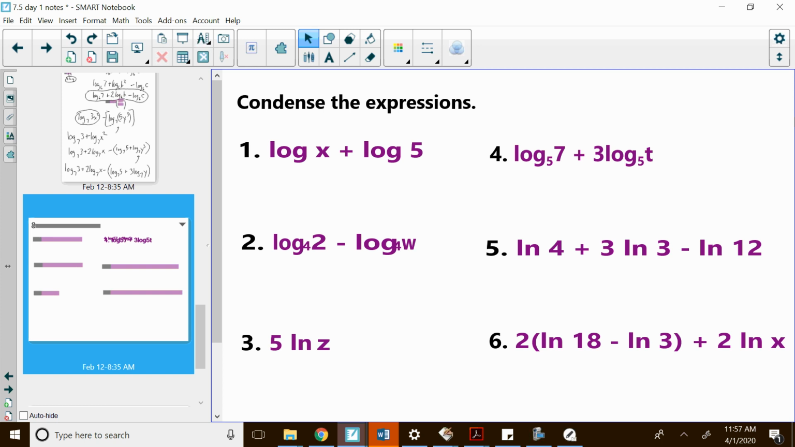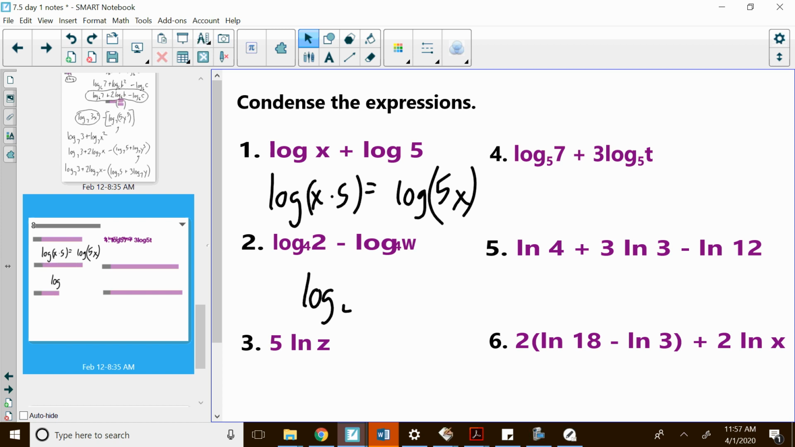So if you have the log of x and the log of 5, you could condense that into the log of x times 5, which you'd probably just want to write as 5x. So that's the log of 5x. Okay, number 2, the log base 4 of 2 minus the log base 4 of w. Condensing, that would be the log base 4 of 2 over w.